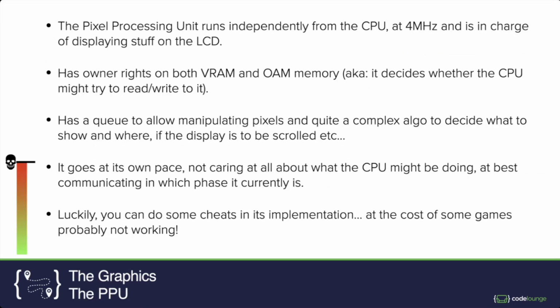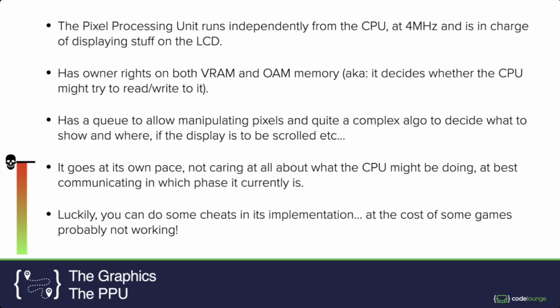Now, who governs all of this? That's the pixel processing unit. It is basically the grandfather of our GPU. And well, it's kind of a sibling of the CPU in our context, in the sense that it runs at 4 megahertz, and this time it's real 4 megahertz. And it has basically owner rights on both the VRAM and the OAM, so basically where all the information about the sprites is. So basically what happens is that the CPU might try to write and read from those areas, but it's the PPU that will say whether the operation will be successful.